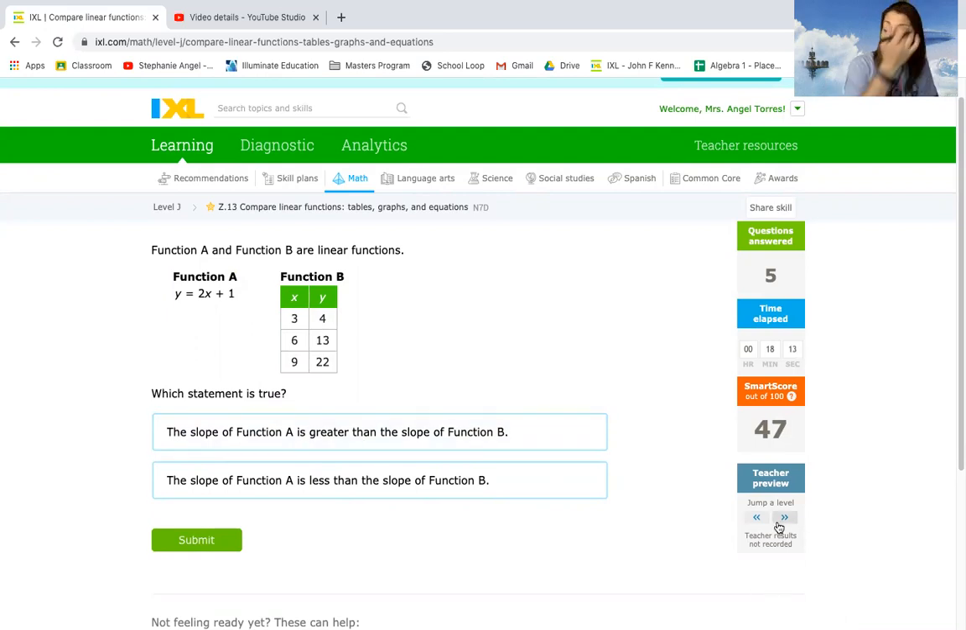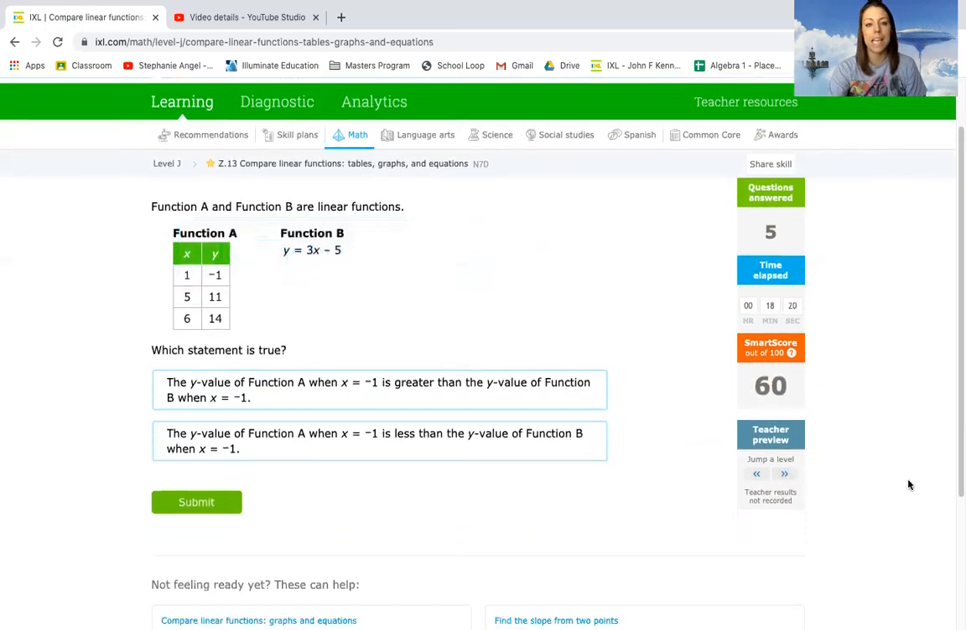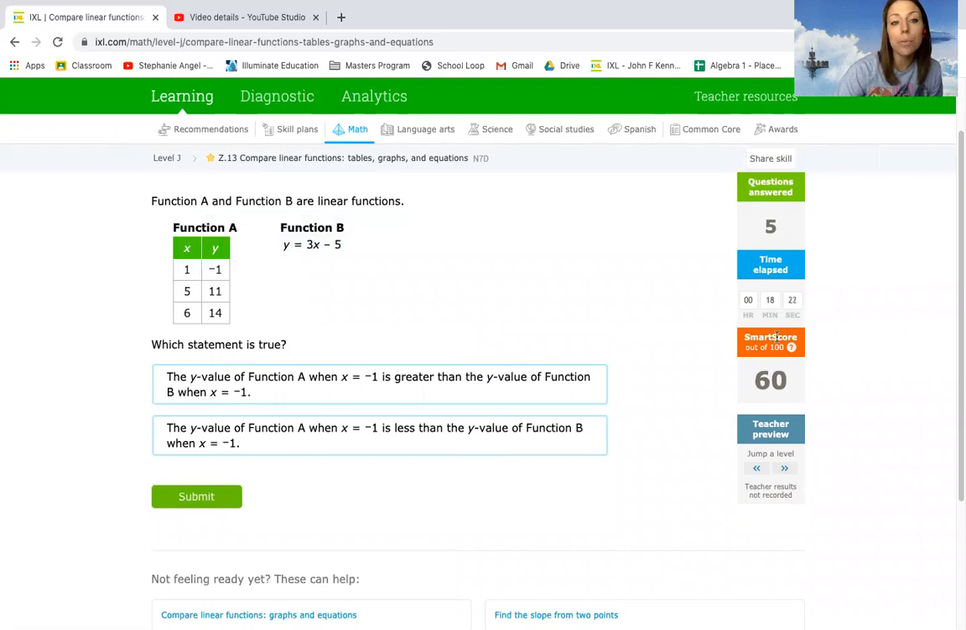I'm going to go ahead and jump a level here because this is, again, asking you for slope, and I feel like we've done that. So now we're going to jump all the way up to 60. This is where things get a little bit weird, but I want you to understand that it's the same idea that we've always been doing. You're dealing with linear functions, and you know how to do this. So here we're given function A and function B. We're given a table, and we're given an equation.